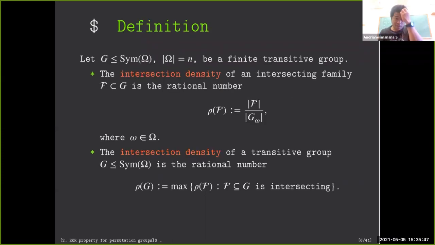Because of this, we consider some definitions. Here we let G be a transitive group acting on a set omega of size n, so the degree is equal to n. The intersection density of an intersecting family F in G is the rational number which is the ratio between the size of F and the size of a point stabilizer. And the intersection density of the transitive group G is the maximum over all intersecting families F of this rho of F.